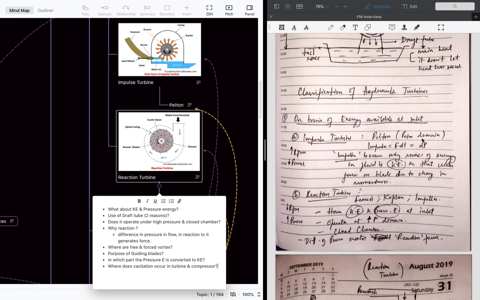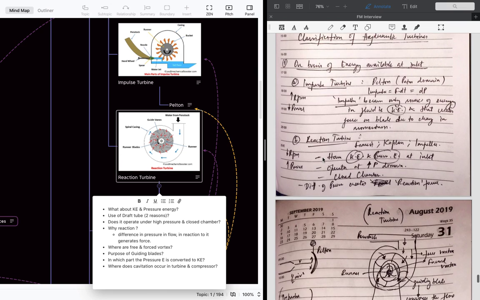Or that change in momentum creates impulse. That impulse is what moves the blades. That is what is called impulse turbines. While in reaction turbines, the RPM is relatively less, but the power is very high because both the kinetic energy and pressure energy are used at the inlet. These are basically operated at very high pressure because both things are there.